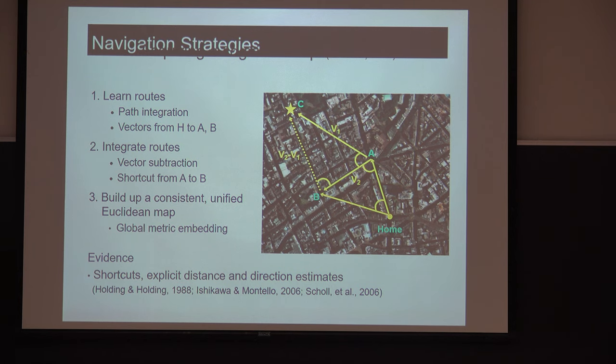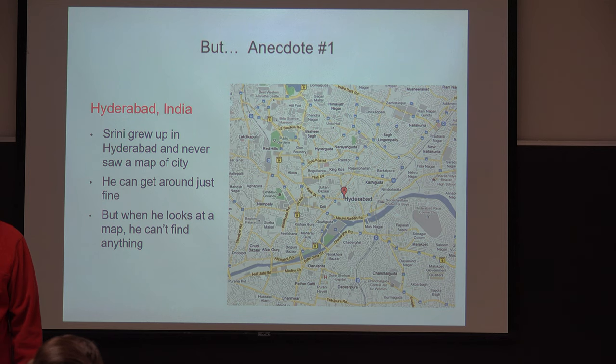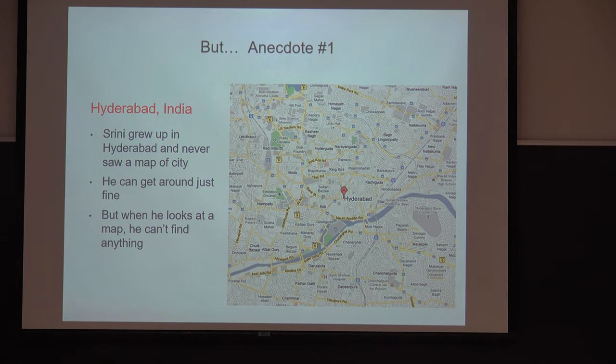But there's a problem of whether we actually have mental maps. Did one of you tell me you were from Hyderabad? Okay. So this is a slide from my friend Bill Warren, and he had a student from Hyderabad in his class. The student says he gets around Hyderabad just fine. But if you show him a map, he's completely clueless.